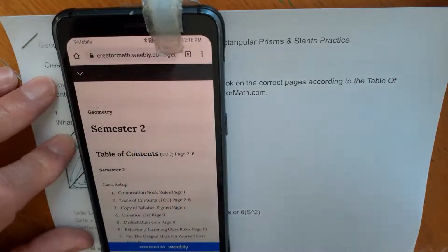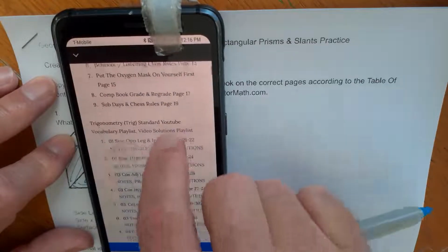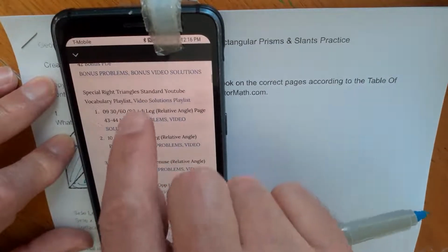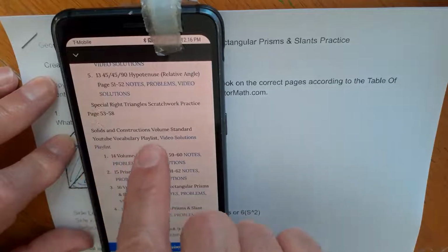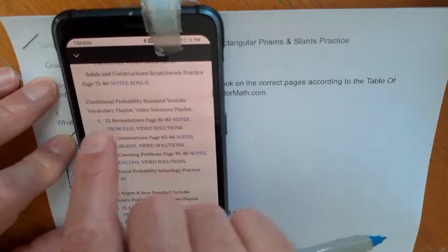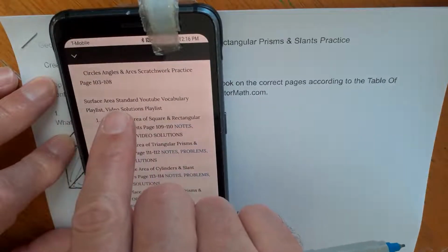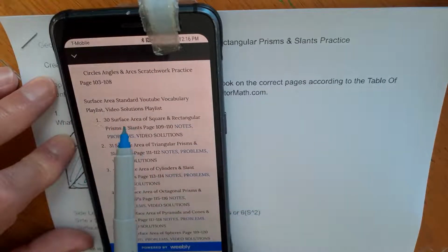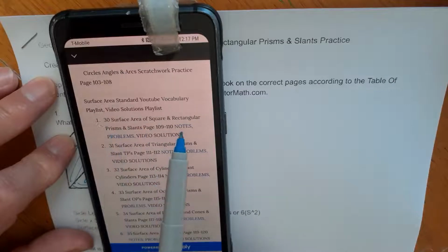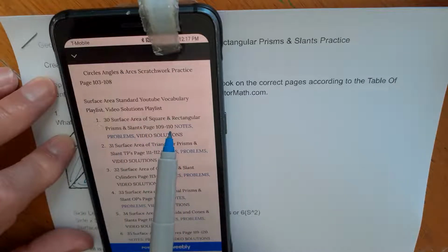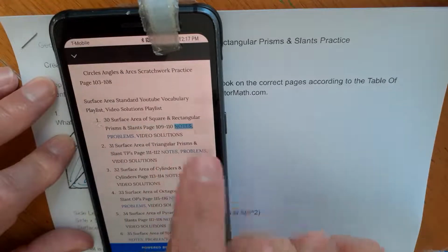Just follow that advice. This is trig. We're not in trig. This is special right triangles. This is volume. This is probability, circles and arcs. Here we are, surface area. And we're on the first one, surface area of square and rectangular. Here are the notes that go in your comp book on pages 109, 110. Click on this.